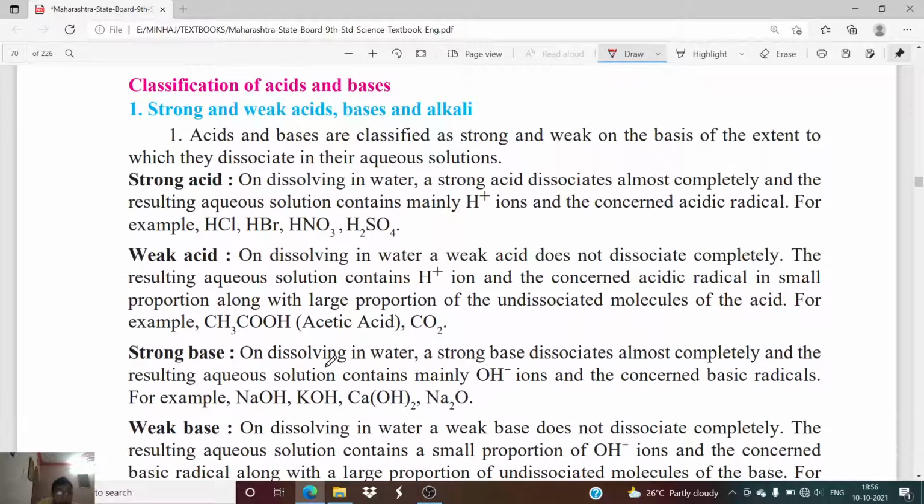Now let us see the definition of weak acid. Definitely, a weak acid is going to be the vice versa of a strong acid. In a weak acid, the dissociation is not going to be 100%.